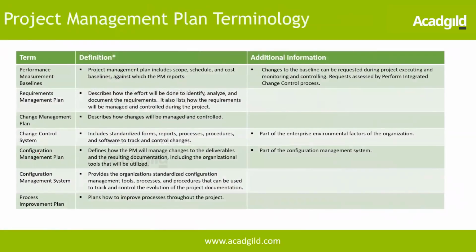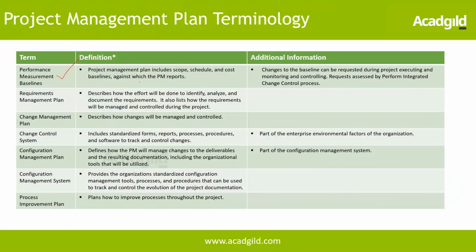So the project management plan, some of the terminologies here: performance measurement baselines. So what is that performance measurement? We have already seen the scope, time, and cost baselines that are part of your project management plan. So how do I measure the performance of the project? How do I track my project using these baselines? That is the scope, time, and schedule against which the PM reports. Whenever a project manager is going to send out a status report to the management, and he's saying that it is delayed or on time or ahead of schedule, how do we measure it?